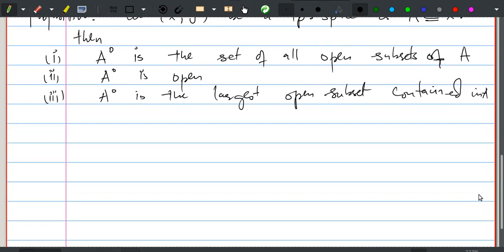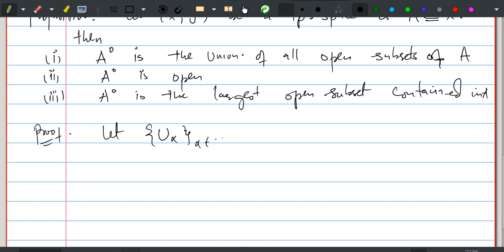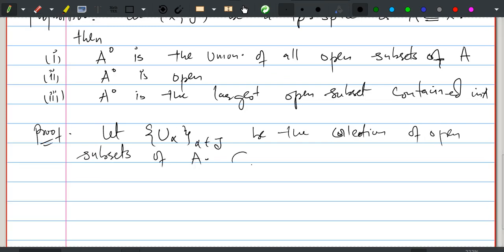So these are the trivial exercises. If we prove the first, we have to prove that A interior is the union of all open subsets of A. So suppose U alpha, where alpha is in some index set J, is the collection of open subsets of A. Then we have to prove that A interior is actually the union of all open subsets in A.